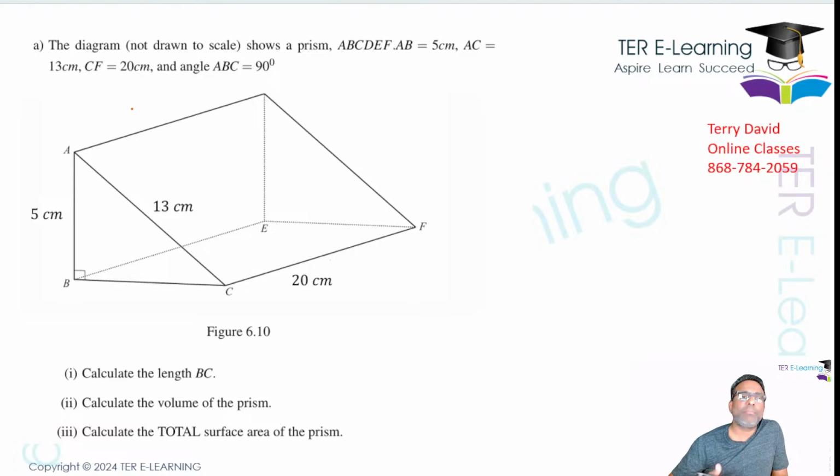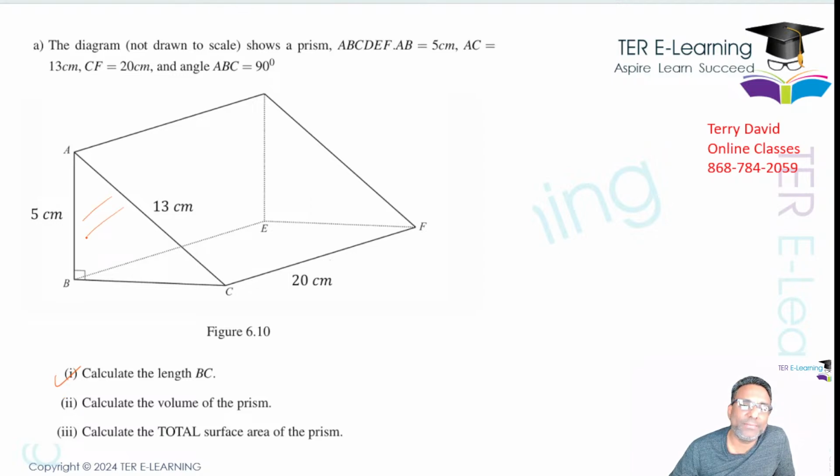Right, so the diagram, not drawn to scale, shows a prism. So we have a prism here, right? A, B, C, D, E, F. AB is 5 cm, AC is 13, and CF is 20, and angle ABC is 90. So the first thing we want to do is calculate the length of BC.